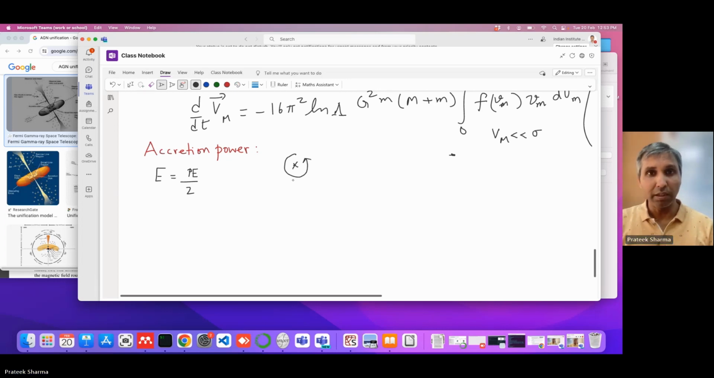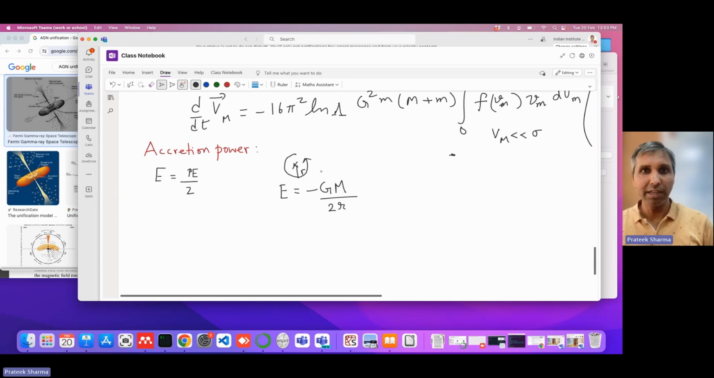So if you have a circular orbit around a black hole of, say, a radius r, the energy per unit mass is minus GM by 2r, where capital M is the mass of the black hole. This 2r comes because there is potential energy, but it's also going in a circular orbit, so it has a kinetic energy. So this is your total energy.